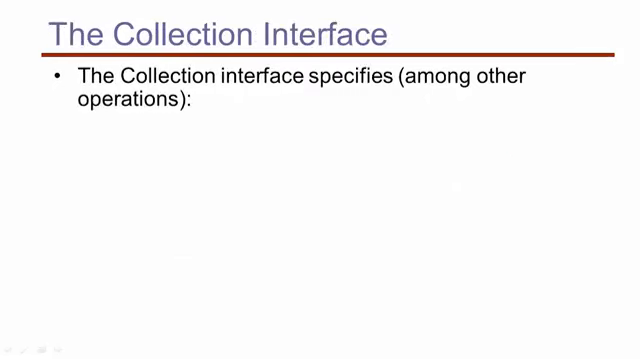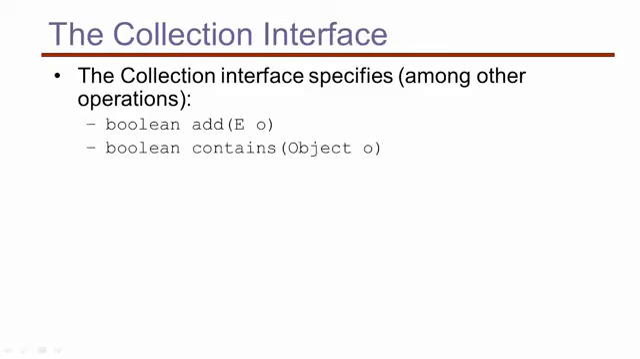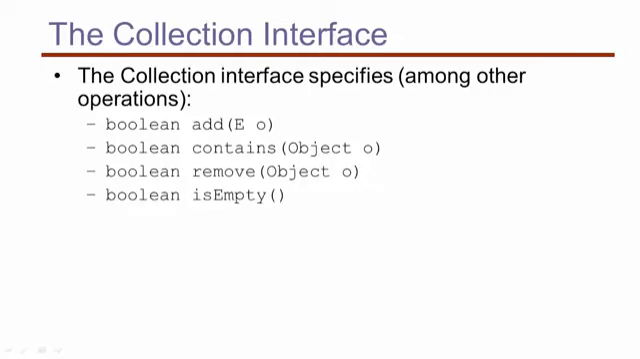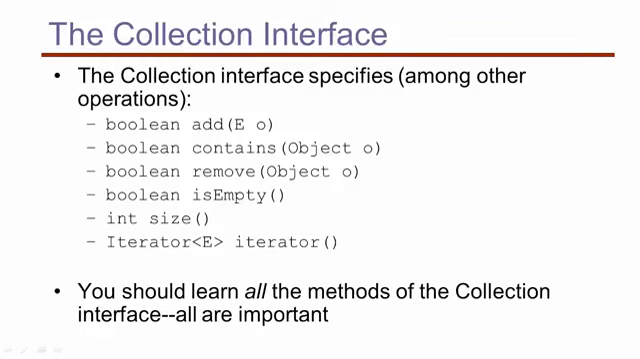The collection interface at the top of the hierarchy specifies that these methods must exist. An add method to add a new element to the collection, the contains method, which will search the collection to see if the parameter object is there, the remove method, which, you guessed it, removes an object from the collection if it is present, the isEmpty method, which will tell us if the collection is empty or not, the size method will tell us how many elements are in the collection, and the iterator method will return an iterator over the elements in the collection. We'll discuss iterators later. Finally, if you plan to use any of the classes in the collections framework, it is important to learn all the methods in the collection interface.